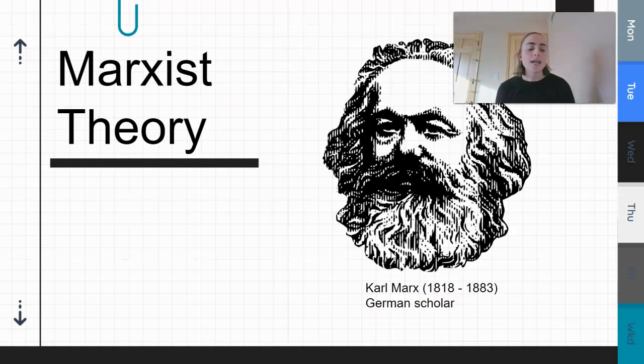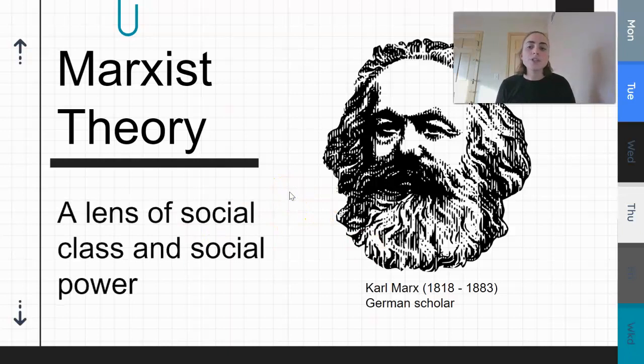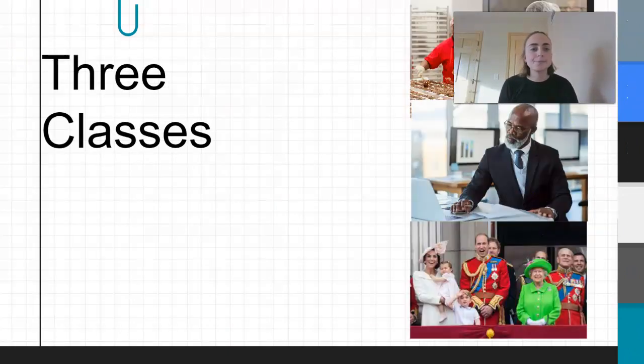So Marx studied capitalism, and he thought that the system of capitalism was unfair because the people doing all the hard work don't actually benefit from the work that they're doing, and they're treated unfairly in this system. So the Marxist theory is a lens of social class and social power. We are going to be thinking about who has money and who has power based on this lens.